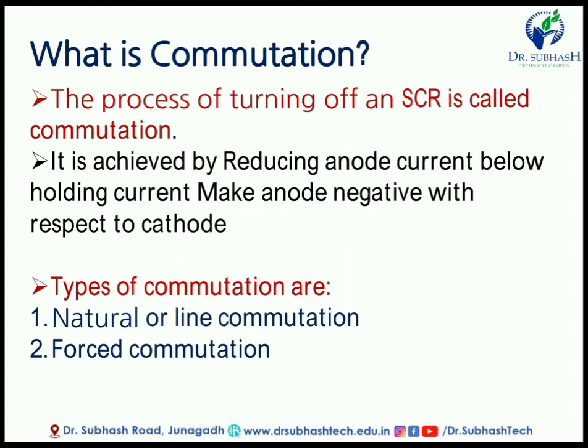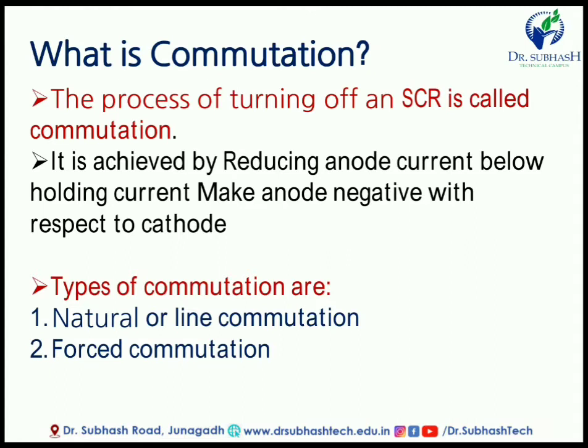In the previous video we have seen the characteristic of SCR. In this characteristic we have seen two types of current. The first is latching current and the next is holding current. Whenever we talk about the turn-on method, we have to consider the latching current, but in the turn-off method the holding current is most important, because when our anode current becomes less than the holding current, the SCR automatically turns off. So here we have to reduce our anode current using a commutation circuit.